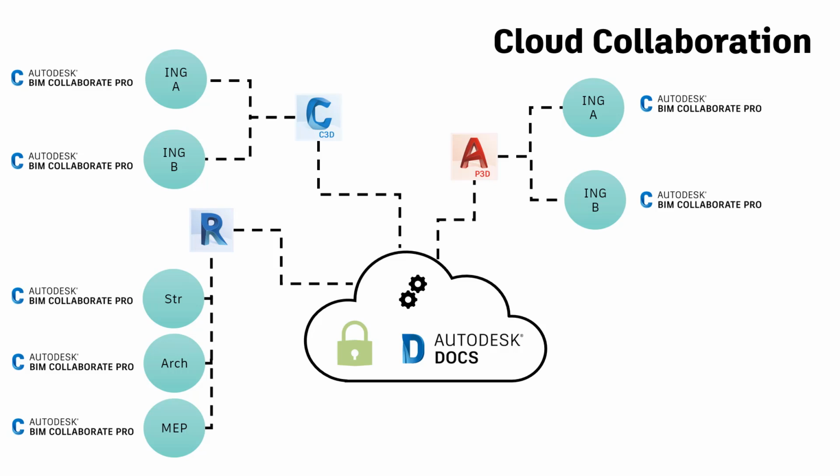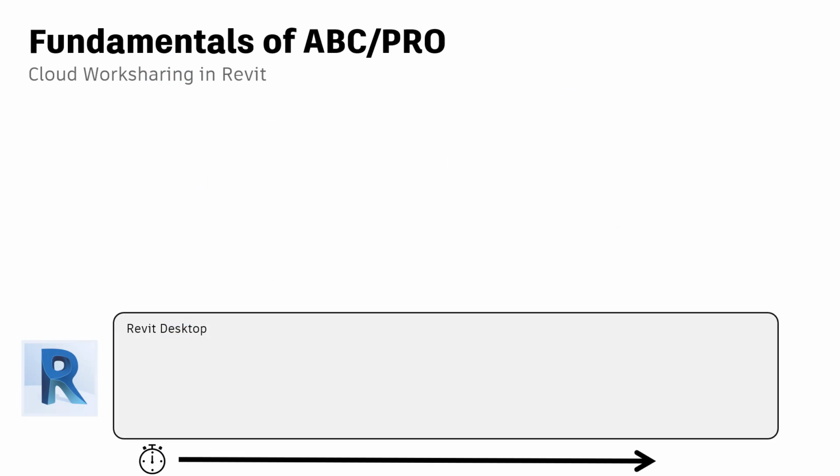to each other. We could also add, of course, Civil 3D drawings from engineers and Plant 3D drawings, being process drawings or 3D models. And they all are on this common data environment, which is Autodesk Docs. So a few fundamentals of ABC and ABC Pro.